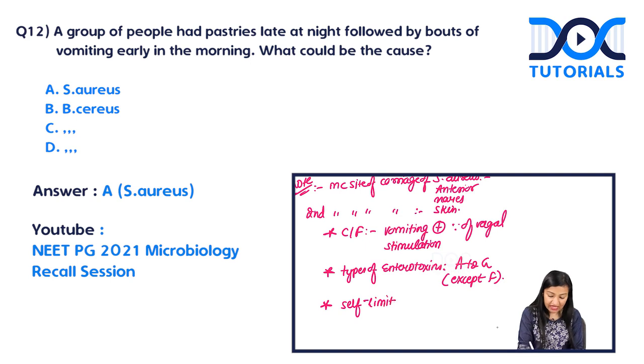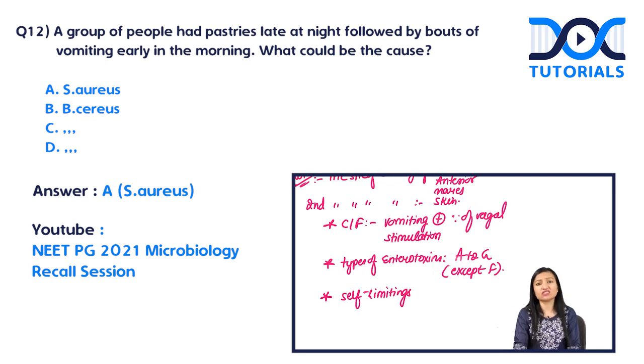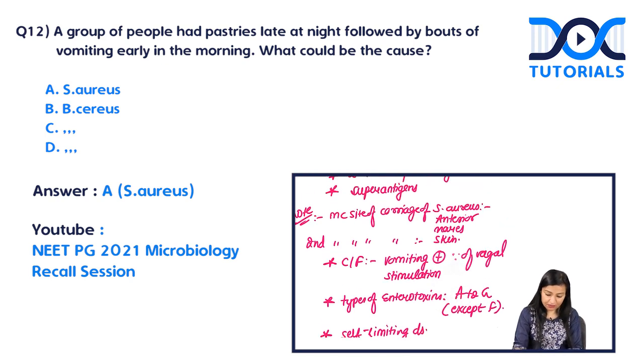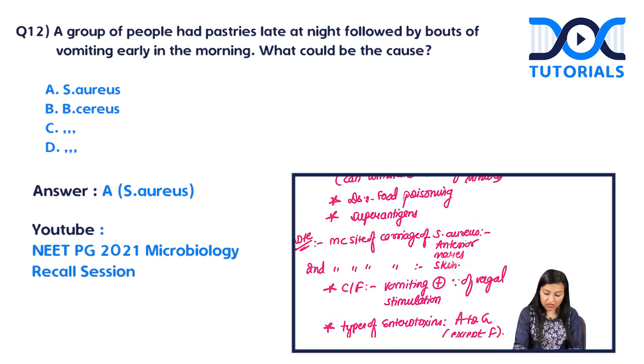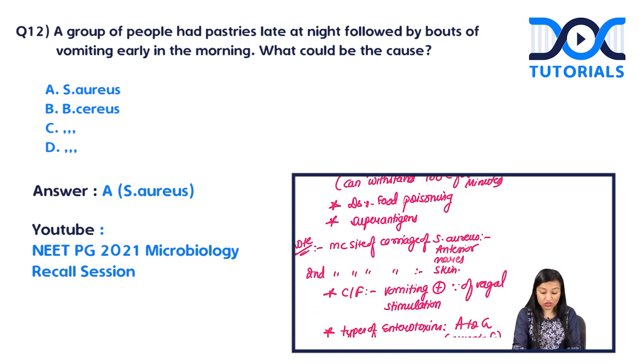You need not give any antibiotics because anyways it is not because of the bacteria, it is because of the toxins. Okay, even no antitoxin is indicated because in 3 to 5 days the patient will be normal. Okay, the patient will be fine. So it's a self-limiting disease. Okay, so remember all these important facts about Staphylococcus aureus food poisoning.